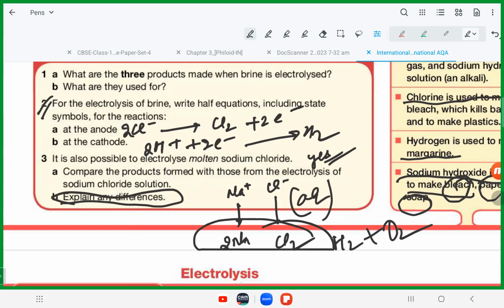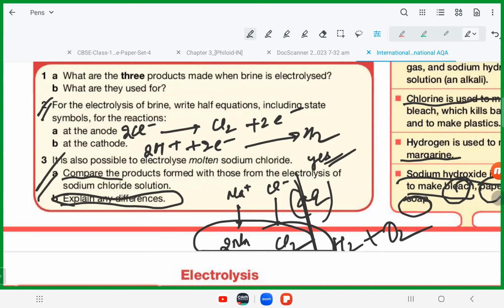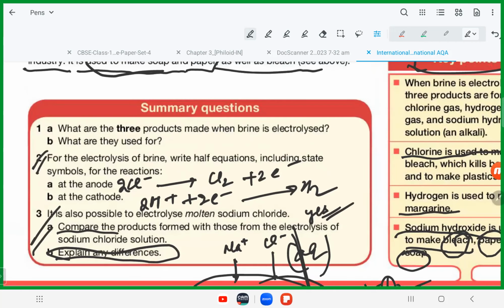Yes. This we studied. If you forgot, I can't do anything, but this we studied. Can I show you, or are you able to understand? No, I can. Electrolysis of molten salts?